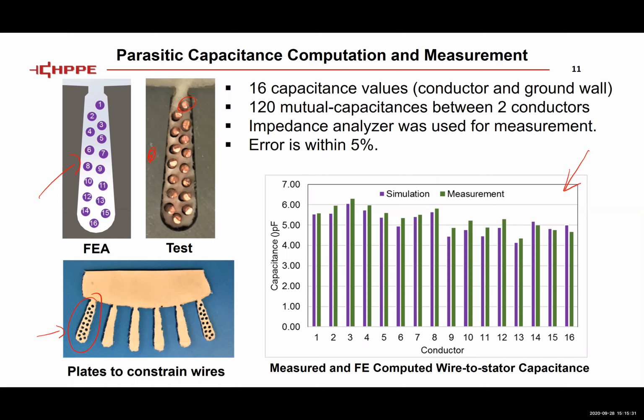Then here we show the measured 16 capacitance values and the simulated capacitance values. So we use the impedance analyzer to measure the capacitance. And then you can see it has a great match between the tested and calculated capacitance. Okay, then we make it more complicated.